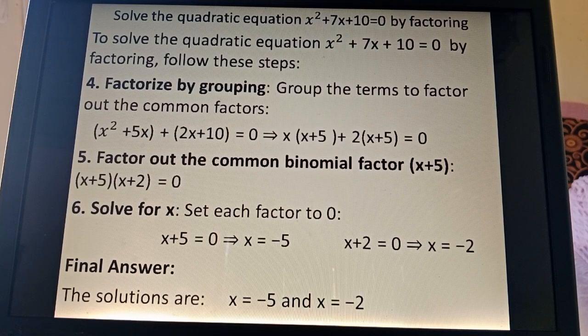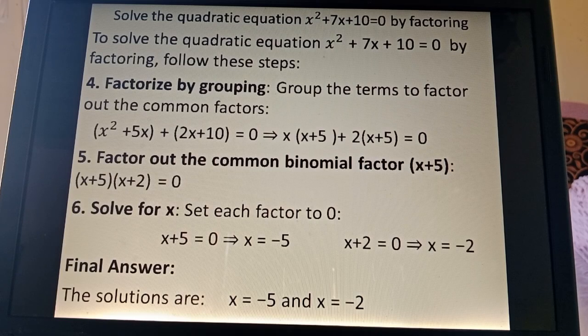To solve the quadratic equation x squared plus 7x plus 10 equals 0 by factoring, follow these steps. Number 4, remember we have already done number 3. Factorize by grouping. Group the terms to factor out the common factors. x squared plus 5x plus 2x plus 10 is equal to 0. So we have grouped the first two terms and the second two terms after we split the middle term.